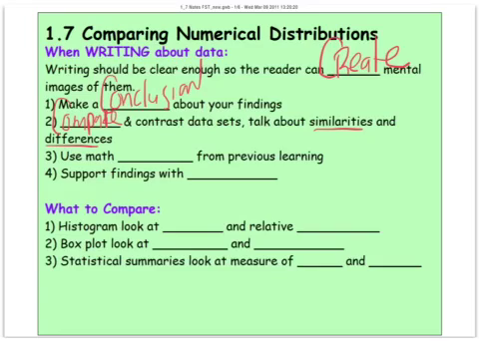Number 3, you want to use math vocabulary from your previous learning. So use as much good, solid vocab in the correct way. And then the last thing is support your findings with numbers and statistics.